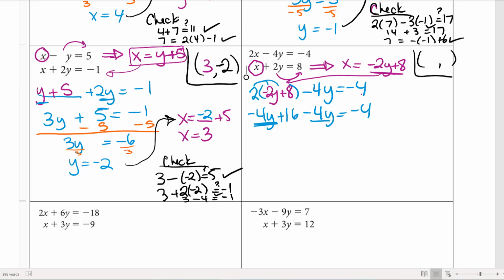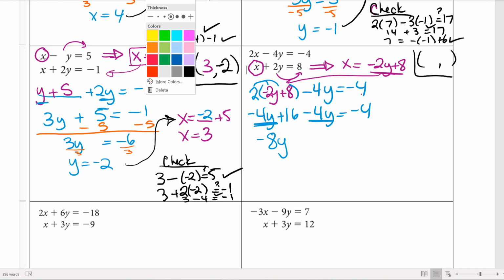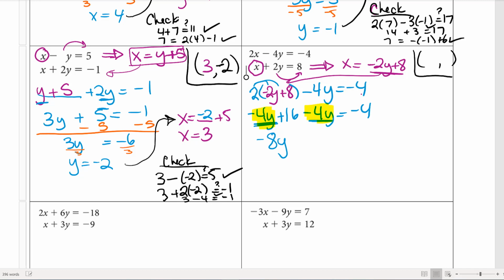Notice the new negative 4y and the negative 4y are on the same side, so when I add them I get negative 8y. A lot of students want to cancel those and then say, oh, there's no letters left, but when they're the same sign on the same side of the equation, you just need to add them. Negative 4y plus negative 4y is negative 8y. Just be a little bit careful there. Plus 16 equals negative 4.